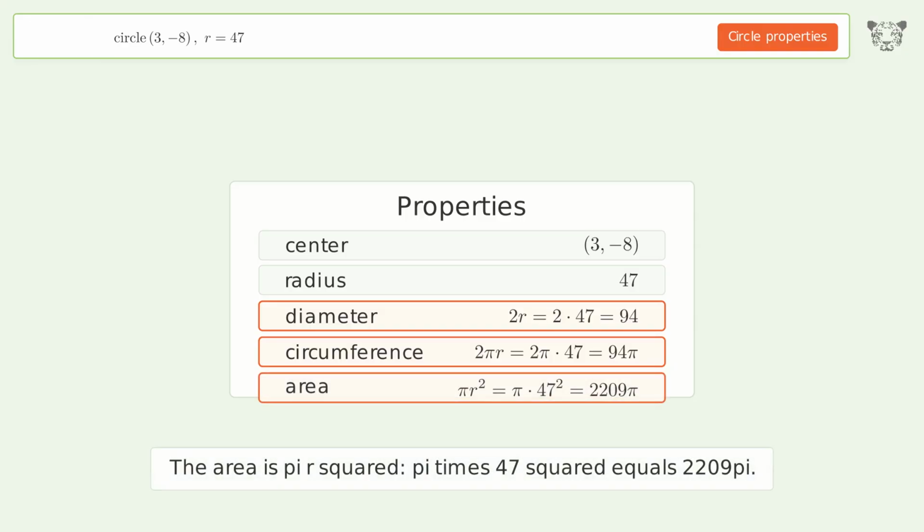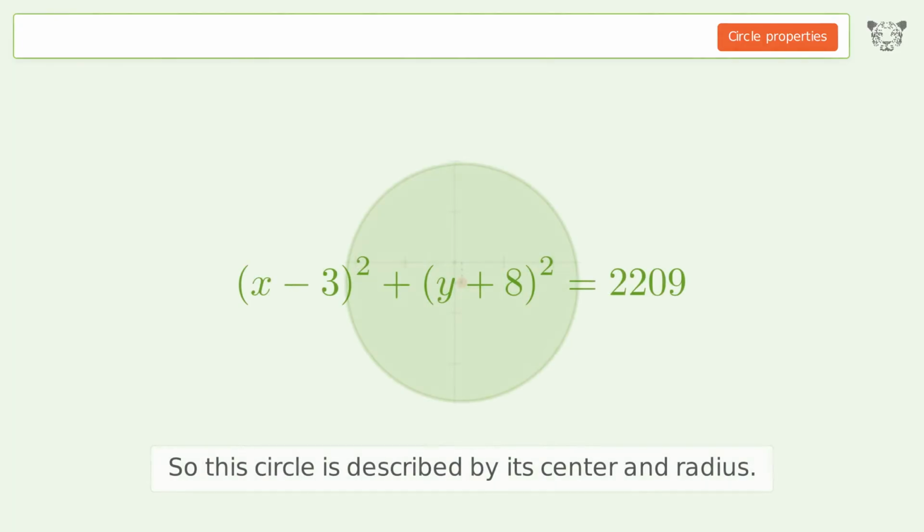The area is pi r squared, pi times 47 squared equals 2209 pi. So this circle is described by its center and radius.